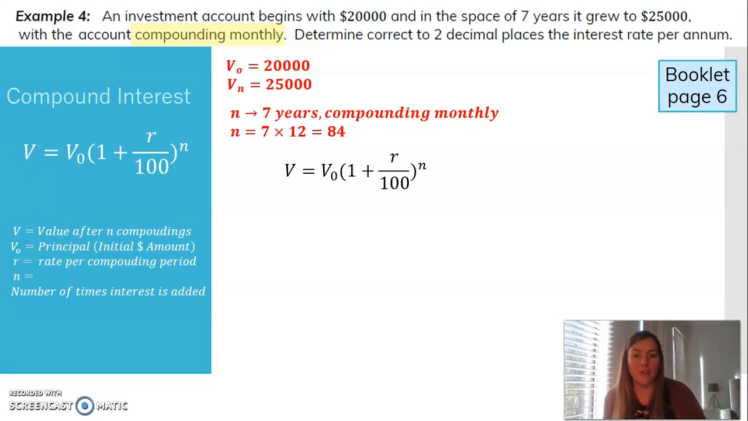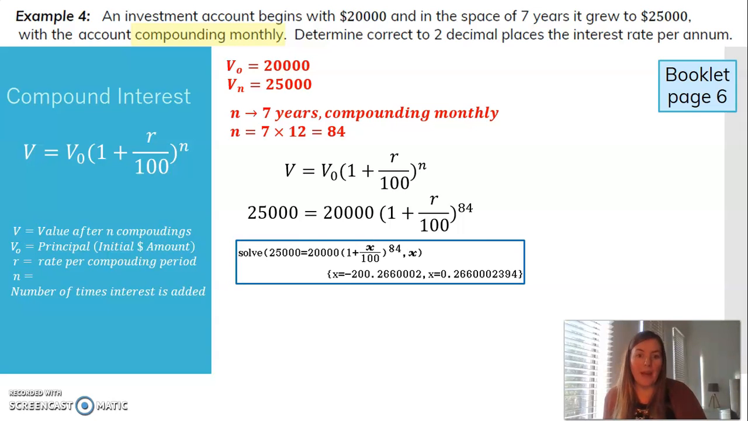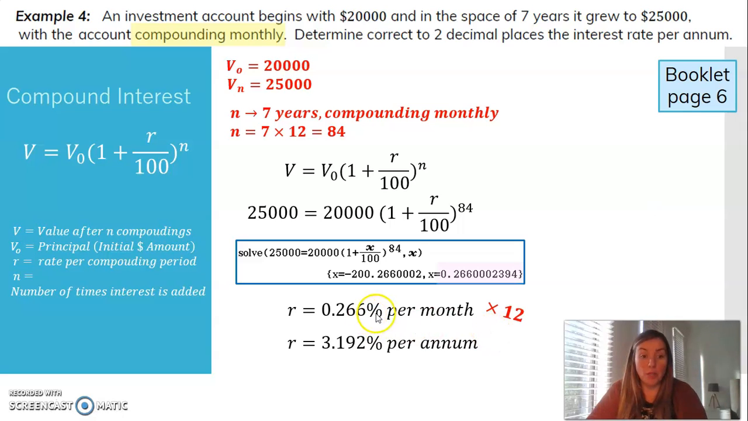Let's go and sub these values in. By subbing those values in that I know, that is going to allow us to solve R using our calculators. So I put that big equation in, and this is the answer that I get. I get 2 solutions. One's negative 200 and one's a positive number. Always ignore the negative solutions. So this one here is giving me a rate of 0.266. Okay, so 0.266, that's percent per month. We multiply that by 12 to give me the percentage per annum. Okay, go and try those questions now from the exercises.